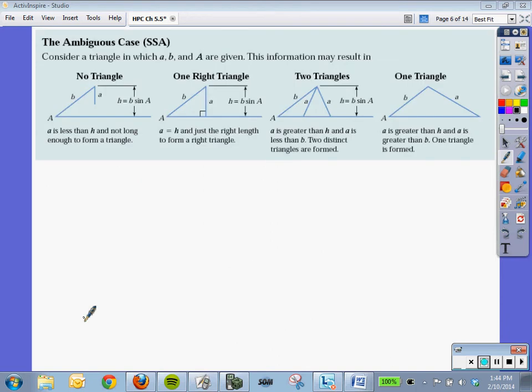So we've just dealt with two different kinds of triangles. Now we're dealing with this ambiguous case, which is the SSA scenario.